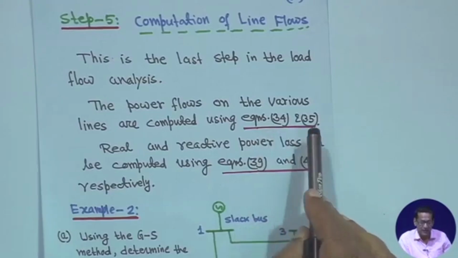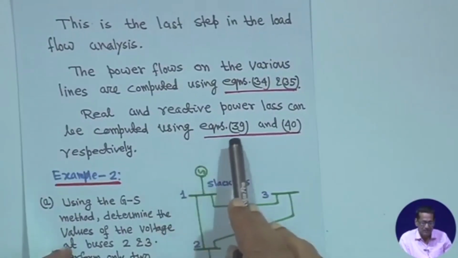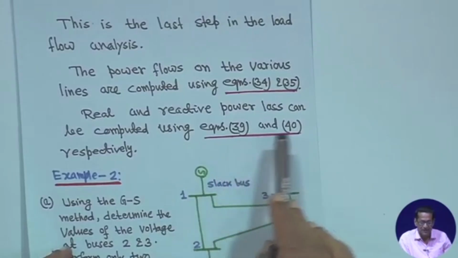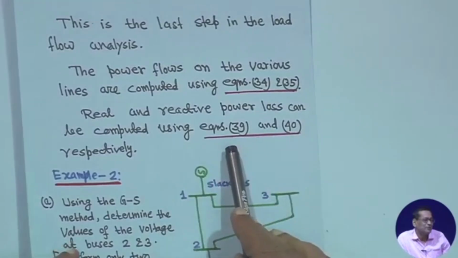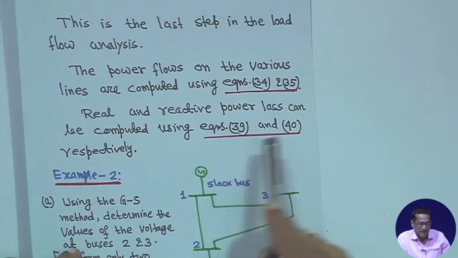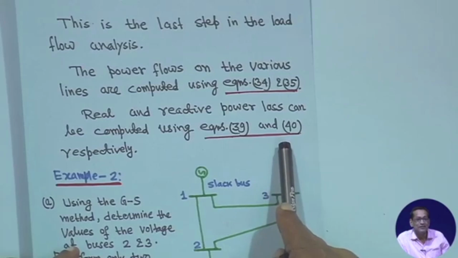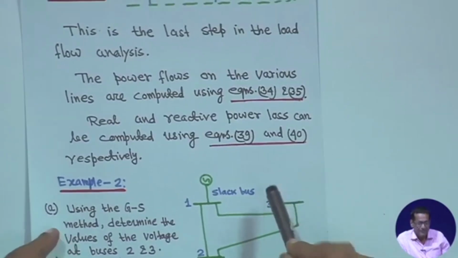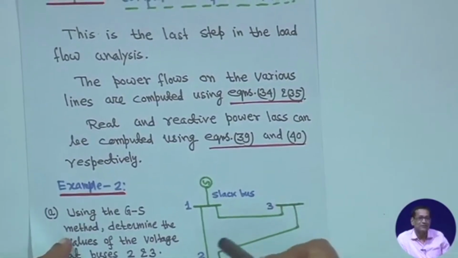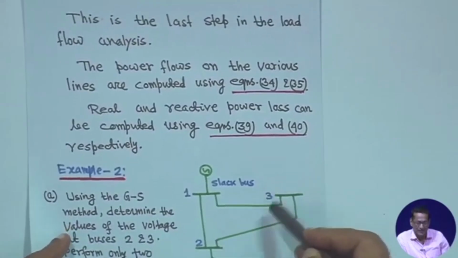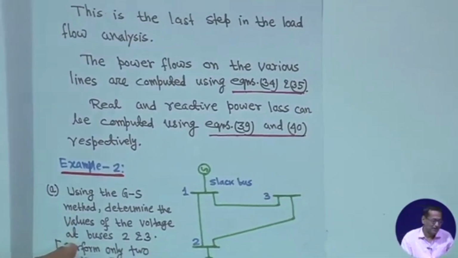The real and reactive power loss for the line can be computed using equations 39 and 40, which we have also shown: P loss ik and Q loss ik. That way also you can solve it. The example we will take later.